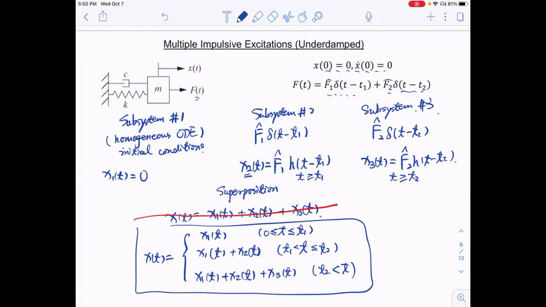So at the beginning, when time is smaller than t1, neither of these impulse excitations were applied. So you only have one subsystem in your response, that is x1(t). When t is greater than t1, your first impulse comes into play, so that's when you introduce your second subsystem into your solution. And then when time is greater than t2, you have everything in your response, so you have to sum all the responses.